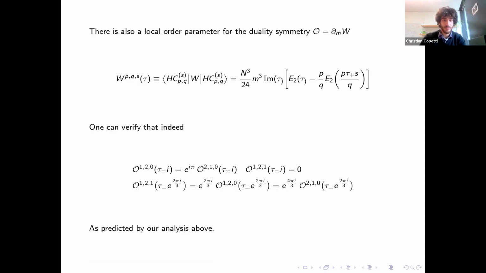Okay, so this concludes the part on N=4. Then I will talk for the last 10 minutes or so about N=1. So if you have questions, I think this is a good point.